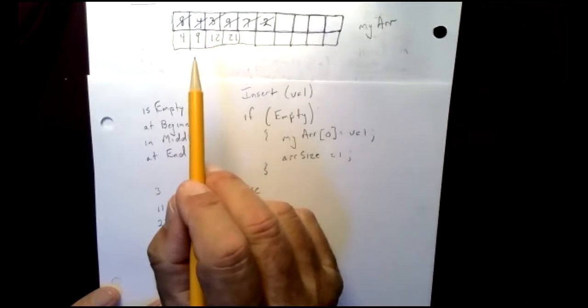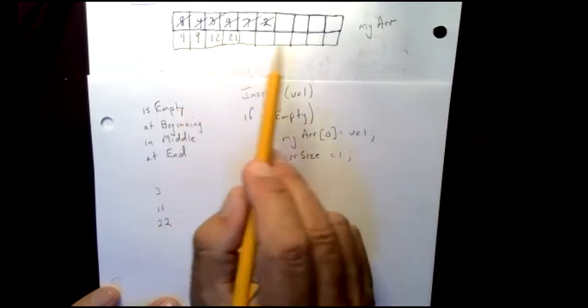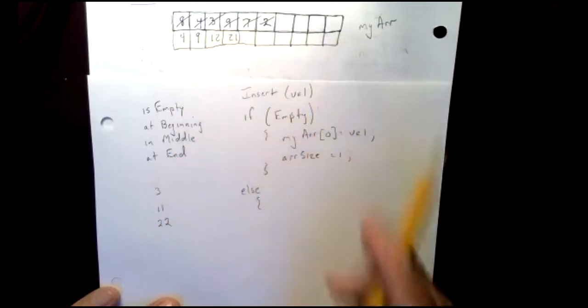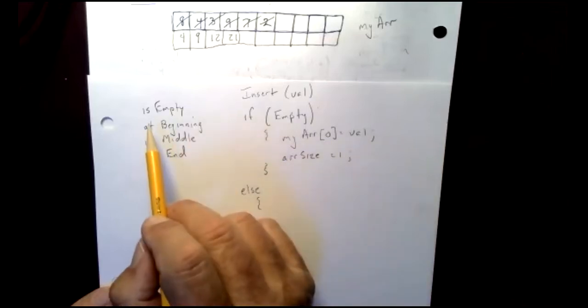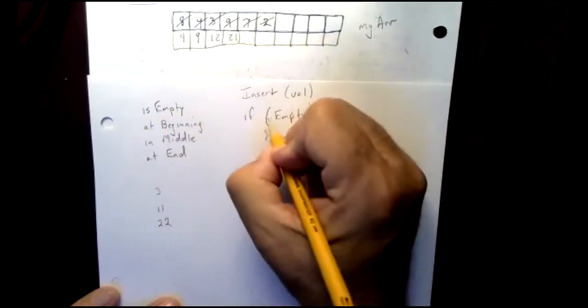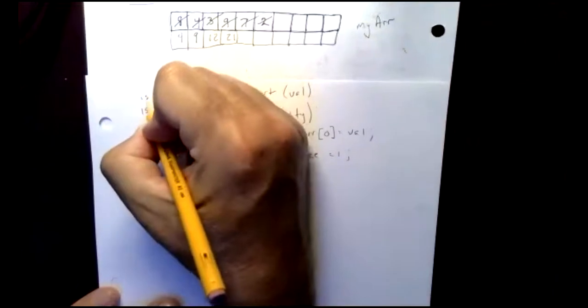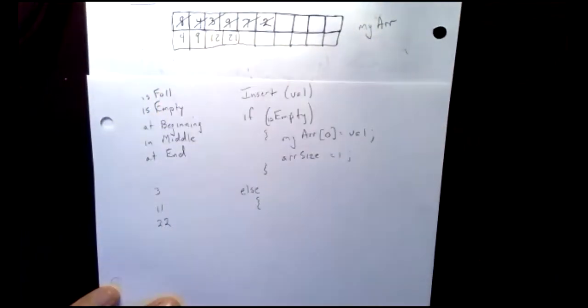But I have a quick question. What else could cause me a major problem up here? If the size isn't big enough. Well, yeah, I may want to have a function called is full as well to see if this guy is full or not.